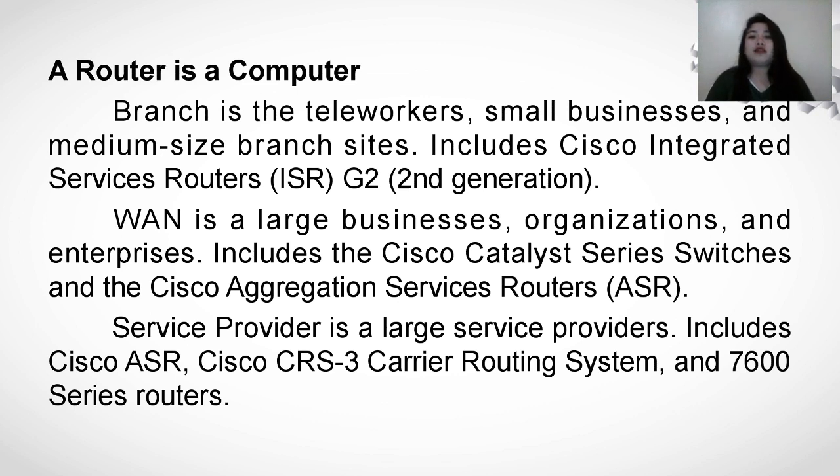Branch routers serve teleworkers, small businesses, and medium-sized branch sites, and include Cisco Integrated Services Routers, also known as ISR G2, or second generation. Campus is for large businesses, organizations, and enterprises, and includes the Cisco Catalyst series switches and the Cisco Aggregation Services Routers, also known as ASR.